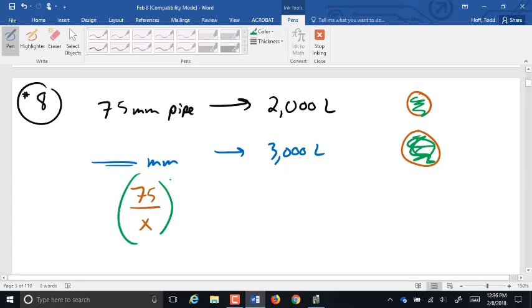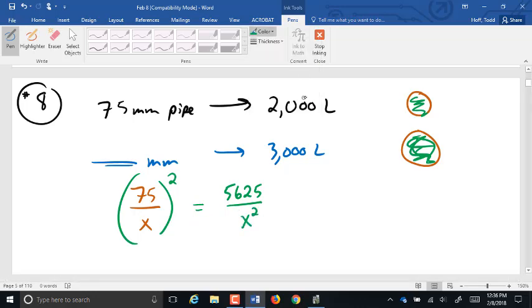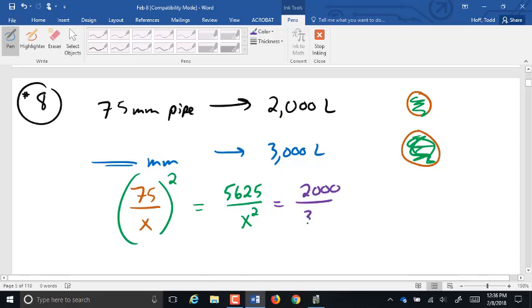So what we're going to do is turn that ratio of lengths into areas by doing what? How do we change the ratio of lengths into areas? Square it. Remember, you square the lengths to get the ratio of areas. So 75 squared is 5,625, right? X squared is X squared. Now, that's our ratio of areas from the lengths. So we're going to equate that to the 2,000 over 3,000. Now I can make life a whole lot simpler by just reducing that to 2 over 3.